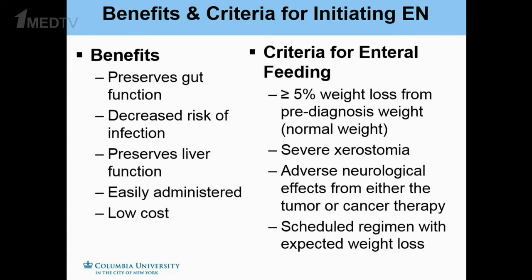So some general criteria are greater than 5% weight loss from pre-diagnosis weight, and severe xerostomia, but really it could also be severe mucositis, anything that's going to really prevent the child from eating during therapy. And what I want to bring your attention to is really this last point, regimens with expected weight loss. We know that for certain diagnoses, certain brain tumors, solid tumors, almost all of them, especially those with advanced disease, they will lose weight, and they usually will lose a significant amount of weight. And the push towards really proactively feeding is where the field needs to go.